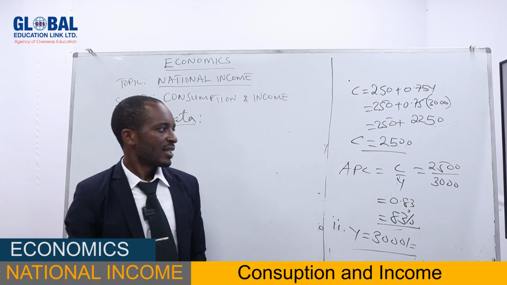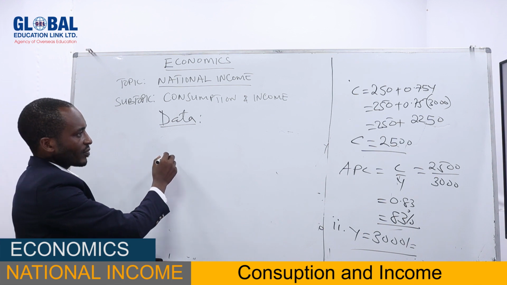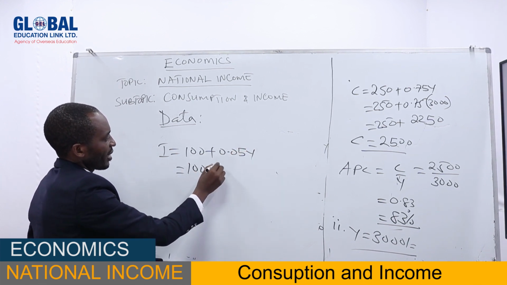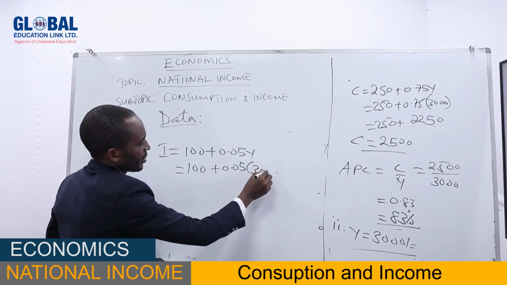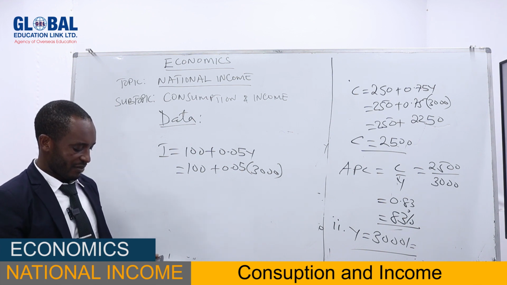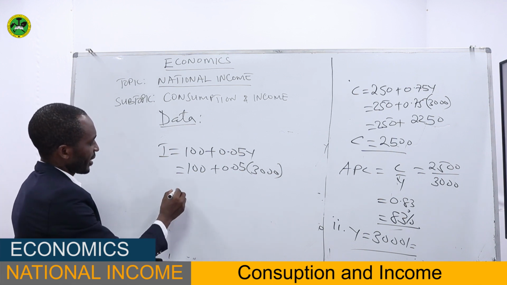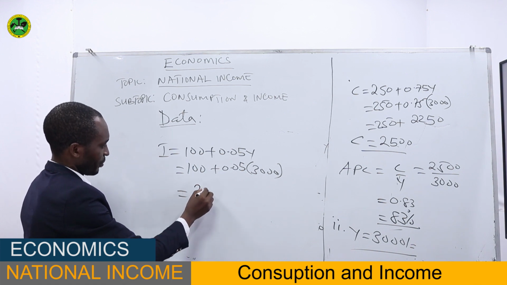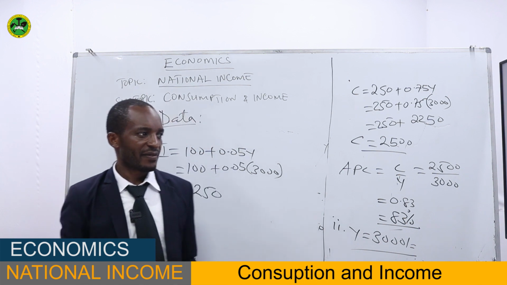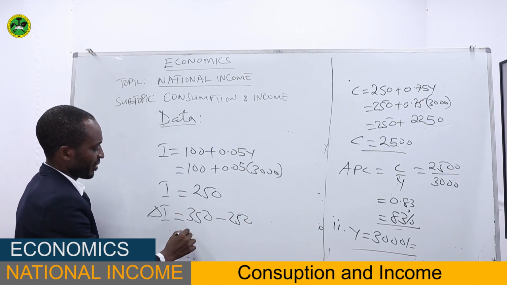So if the investment changes to 350, we know our investment equation is 100 plus 0.05Y. So when you substitute the income data, it is 0.05 times 3,000. Take your calculator, 0.05 times 3,000, then you add. So the investment will be 250. So if the investment increased to 350, the change in investment will be 350 minus 250. When you subtract, you get 100.